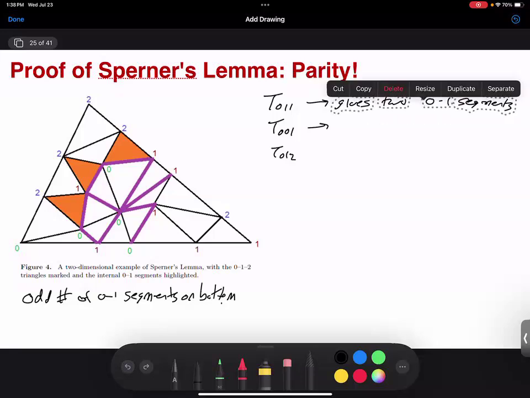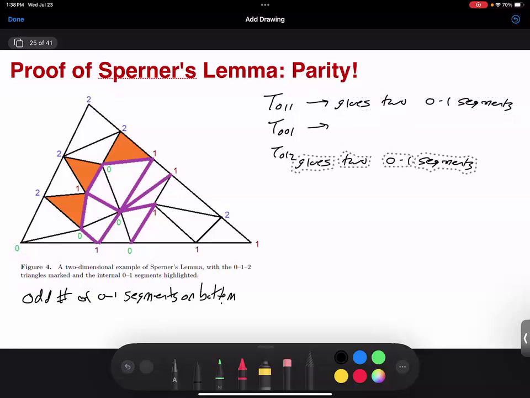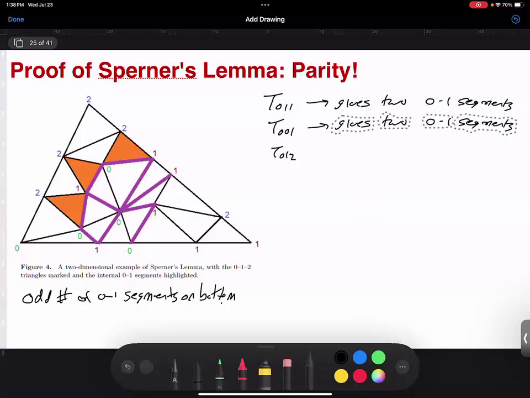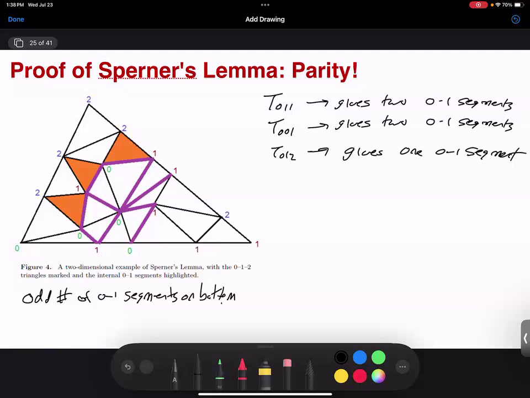I can just go like this. Also gives 2 0-1 segments. And what about the last one? Gives 1. Okay, so let's count how many 0-1 segments there are.